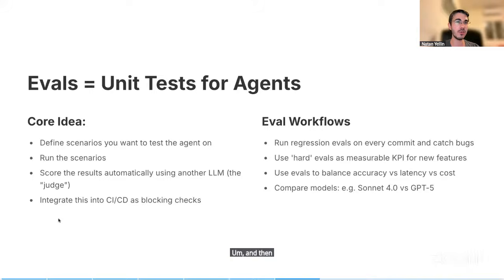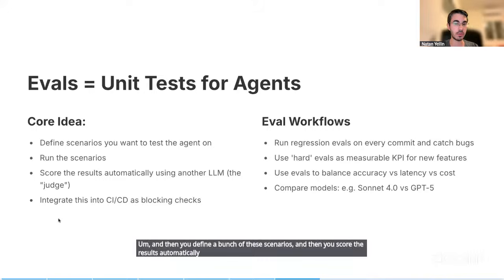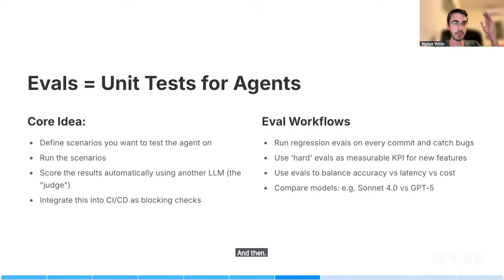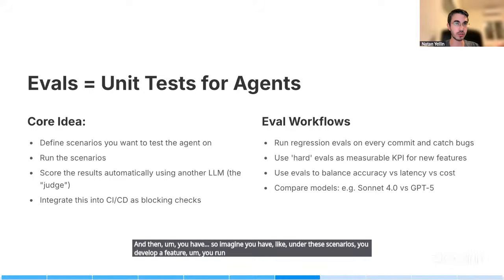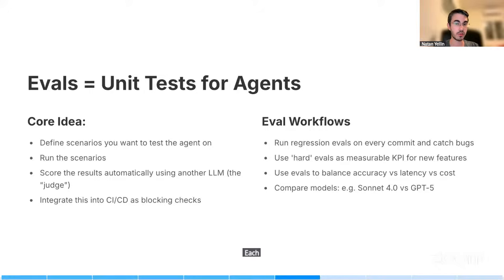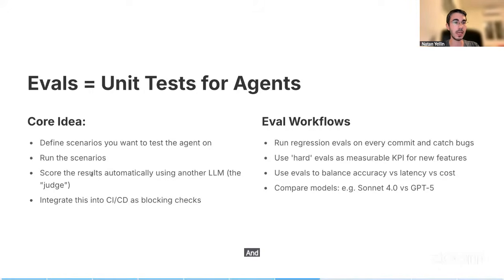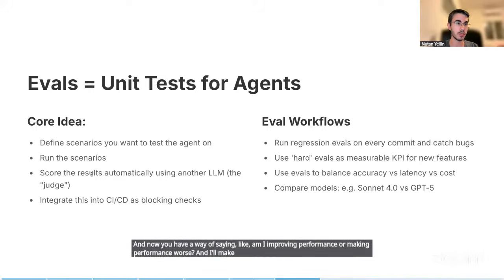And then you define a bunch of these scenarios, and then you score the results automatically using another large language model. That's often called the judge. So imagine you have like 100 of these scenarios, you develop a feature, you run all your 100 scenarios, and you get back results really fast because each scenario is automatically graded. You're running the agent on a scenario, and then there's another large language model that's judging whether the AI passed the scenario or not. And now you have a way of saying, am I improving performance or making performance worse? And I'll make this all concrete in a moment and show you examples.